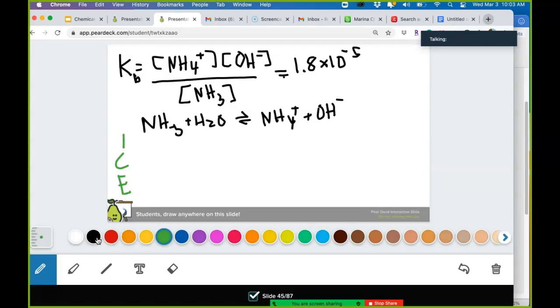Never hear it ever. Okay, so I'm setting up my ICE chart. The E again is for equilibrium now. And I'm setting it up because I was given an initial value for ammonia. And that initial value was 0.1 molar. And then I'm going to ignore water, right, because it's a liquid. And then we should not have any products initially.